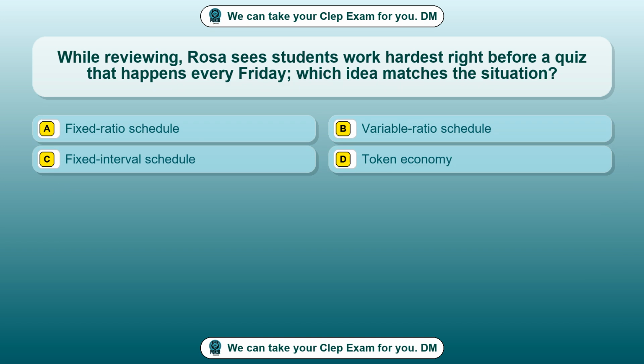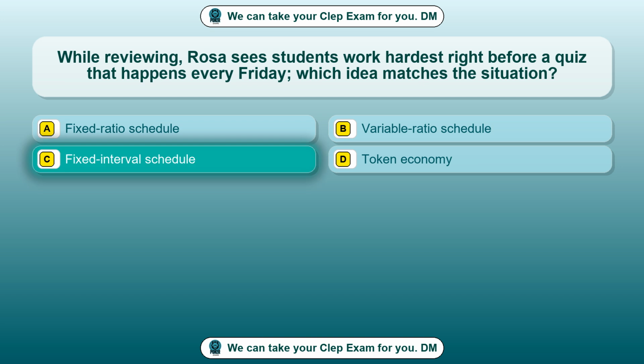Question 8. While reviewing, Rosa sees students work hardest right before a quiz that happens every Friday. Which idea matches the situation? Option A, fixed ratio schedule. Option B, variable ratio schedule. Option C, fixed interval schedule. Option D, token economy. The correct answer is option C, fixed interval schedule.